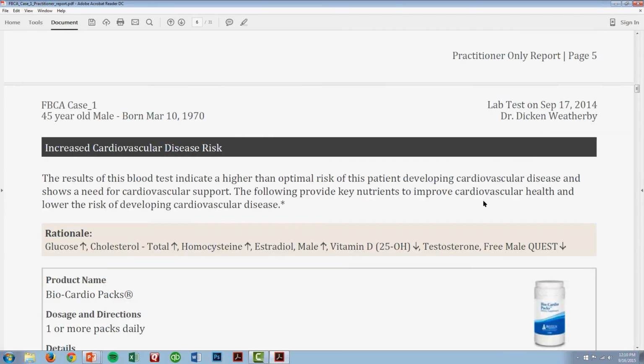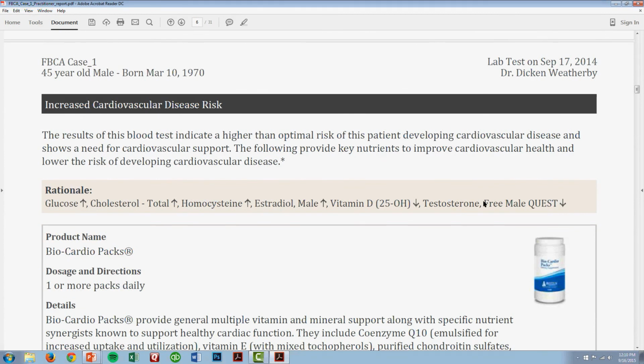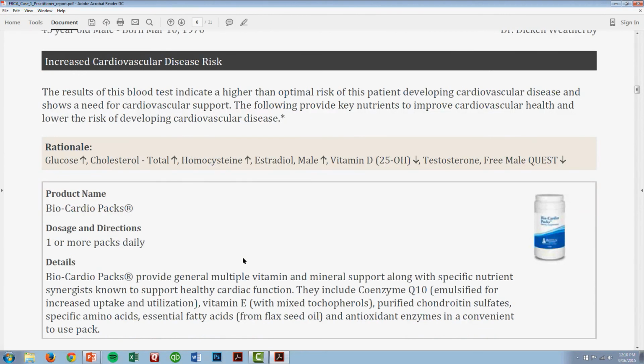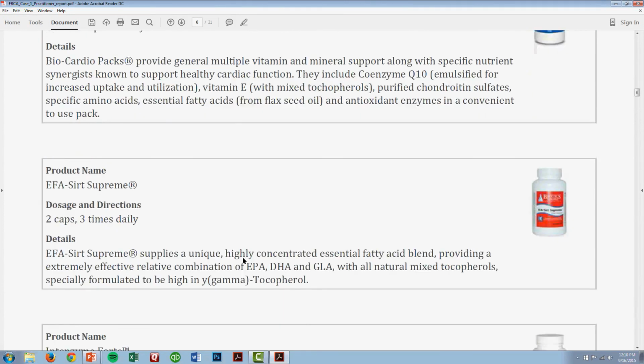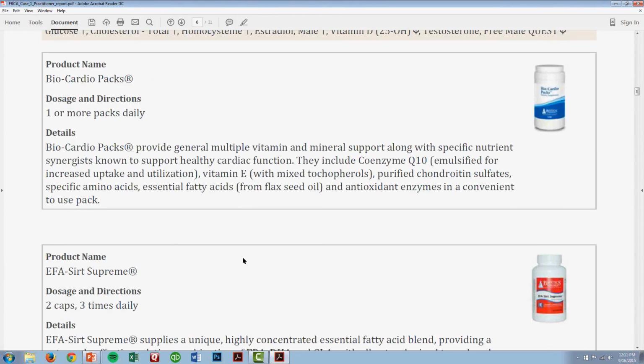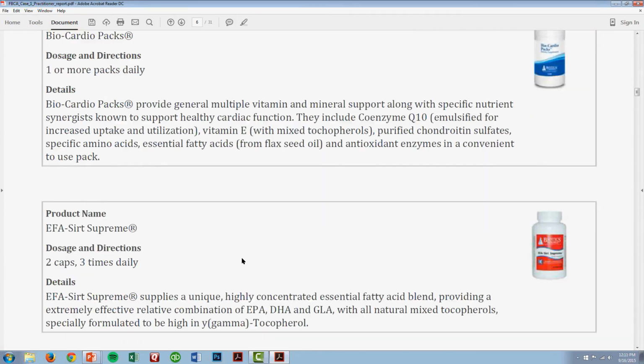Increased cardiovascular disease risk. The allopath didn't say anything about cardiovascular disease, yet from a functional perspective, his glucose was too high, his cholesterol was too high, his homocysteine was too high, his male estradiol was too high, his vitamin D was too low, and his free testosterone was too low. All of these are clinical risk factors for developing cardiovascular disease. So it'd be a good idea to put this guy on some cardiovascular protocols rather than wait until all of the independent clinical risk factors are present.